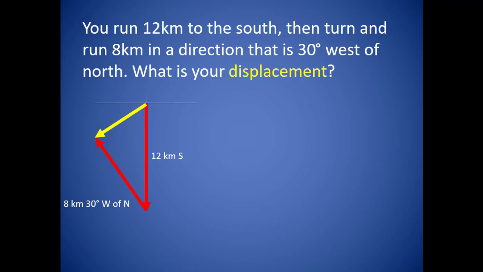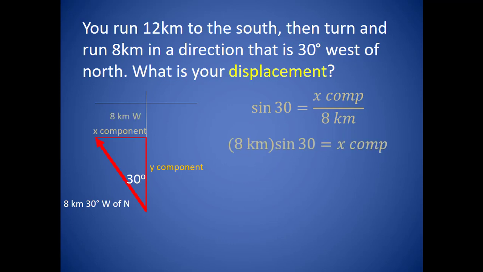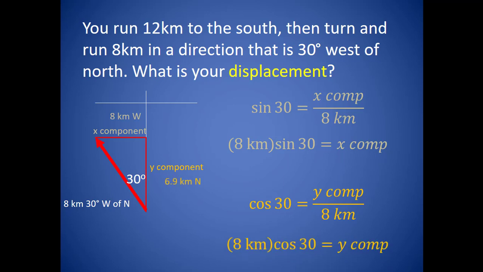So let's start by identifying which angle is the 30 degrees. Imagine the single vector all by itself. And then imagine making it a right triangle with a y-axis. This lets us resolve the vector into its x and y components. Since we know the angle and the magnitude of the vector, our trig functions can make pretty short work of this. The x component is the opposite side to the angle, so we will use the sine function to solve for it. This gives us an x component of 4 kilometers to the west. The y component is the adjacent side, so cosine is the appropriate function, which gives us a y component of 6.9 kilometers to the north.